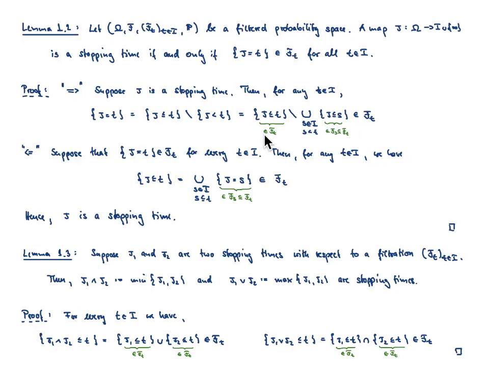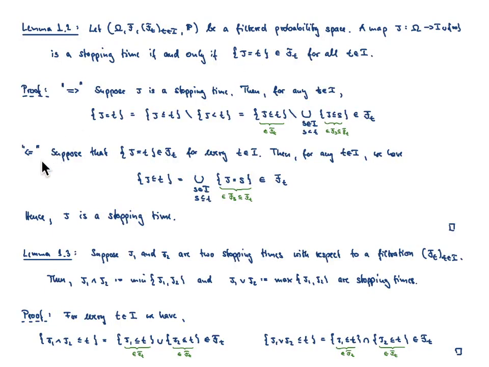Now, by assumption, namely that tau is a stopping time, we know that this event is contained in the sigma algebra Ft, whereas on the other hand, we know that these events are contained in the sigma-algebra Fs, and since s is less than or equal to t, we also know that this sigma-algebra Fs is contained in the sigma-algebra Ft. Since these are sets from a sigma-algebra, we also know that the difference of two sets from Ft is a set in Ft. And with that, we have proven the first direction.